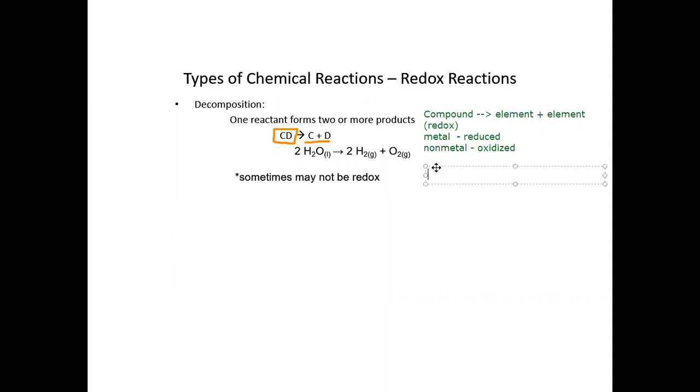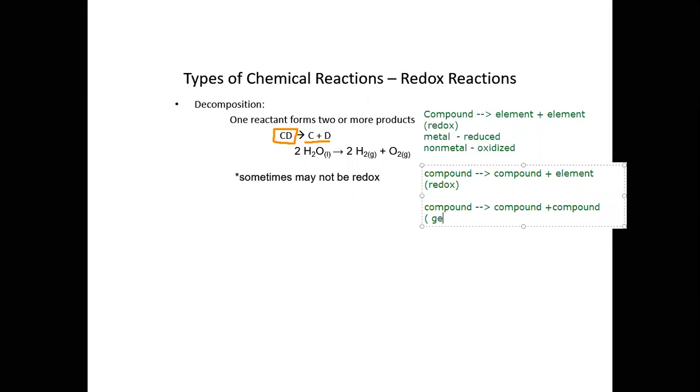Now another type is a compound decomposing into a compound plus elements, and then of course, this is redox. But when you have a compound decomposing into compound plus compound, this is generally not redox. Again, for compounds, usually there's not a change in oxidation numbers.